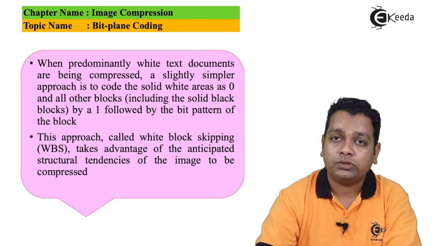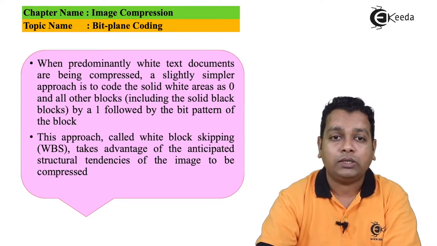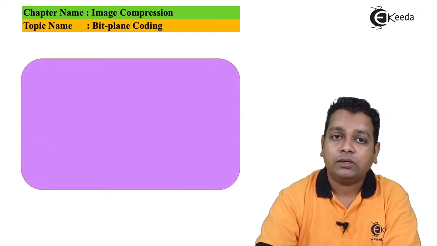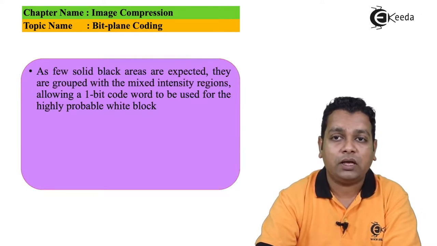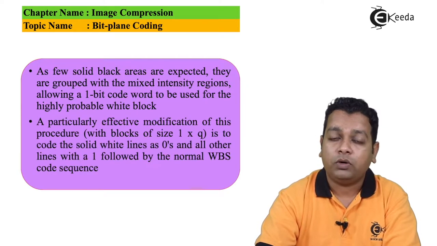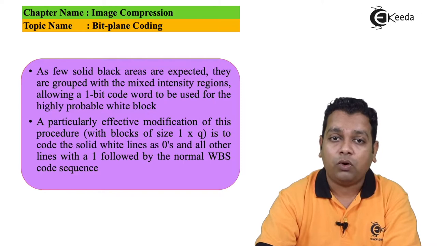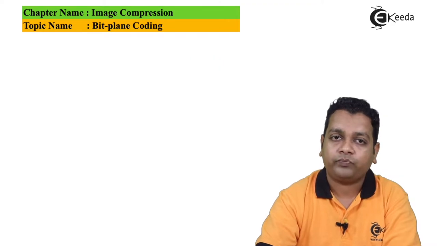So the approach that we have discussed is called white block skipping, abbreviated WBS, which takes advantage of the anticipated structural tendencies of the image to be compressed. As few solid black areas are expected, they are grouped with the mixed intensity regions, allowing the 1-bit code word to be used for highly probable white blocks. A particularly effective modification of this procedure with a block size of 1 by Q is to code the solid white lines as 0 and all other lines with a 1 followed by the normal WBS code sequence.